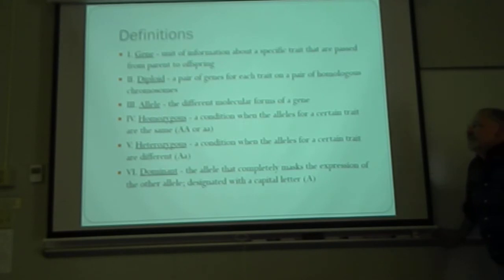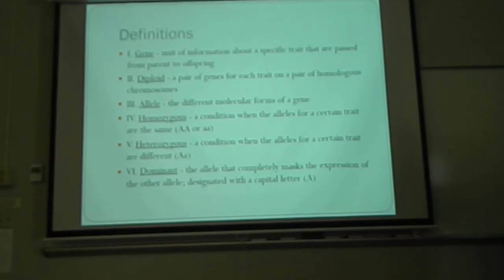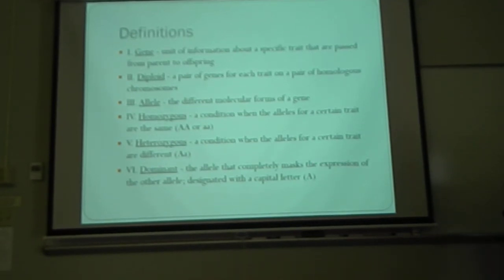If the alleles are the same for a certain trait, we call those homozygous. If they are different, then they're called heterozygous. Hetero means different, homo means the same. Dominant is the allele that completely masks the expression of the other allele. And that allele is normally designated by a capital letter.